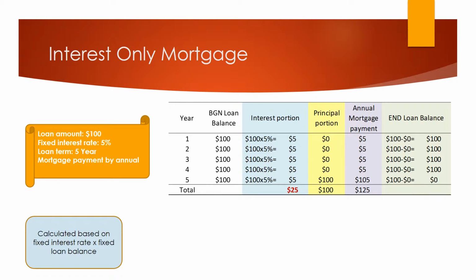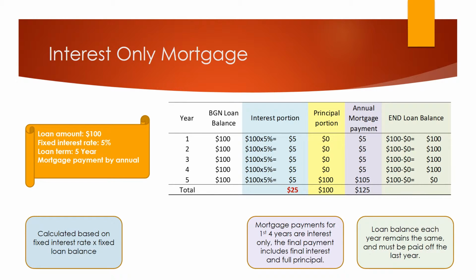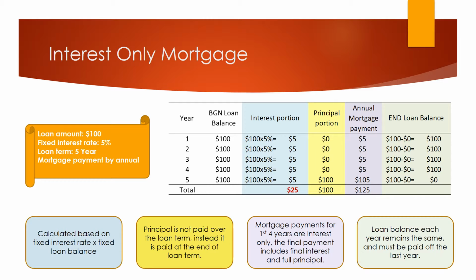So let's start with interest. Interest is still calculated using interest rate times loan balance. You can see in this case, the interest expense remains at $5 per year, not decreasing. Notice that the loan balance remains at $100 each year. This is because for an interest-only loan, 100% of the mortgage payment is interest expense. No principal portion has been paid down over the entire loan period until the end of the loan term.